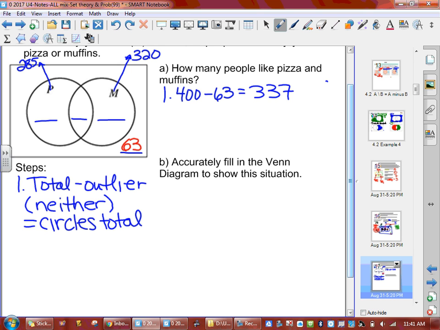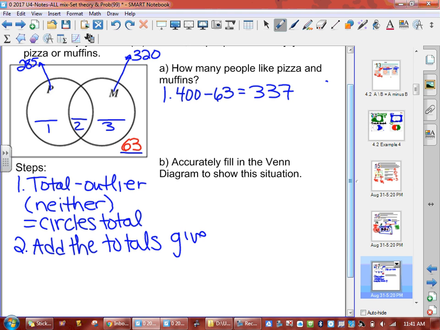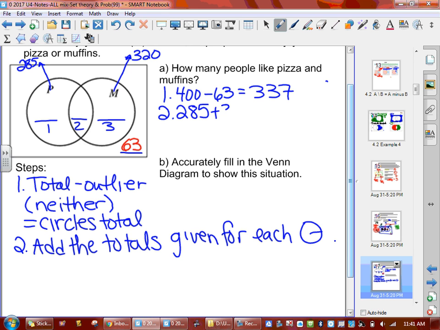Now, the second step. You add the totals given for each circle. Add totals given for each circle. So, we're going to take 285 and add it to 320. And that's going to give us 605. Okay, I'll let you get caught up.